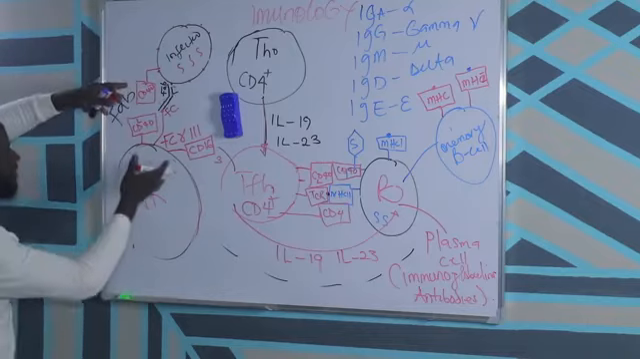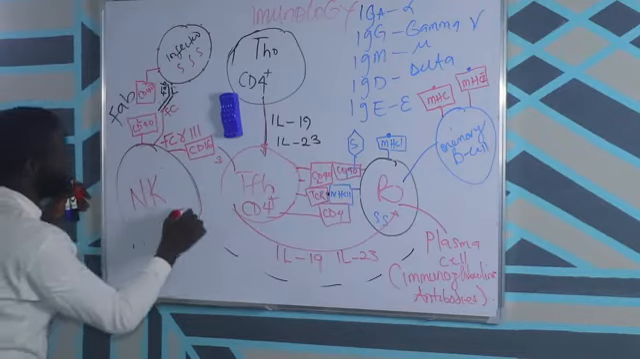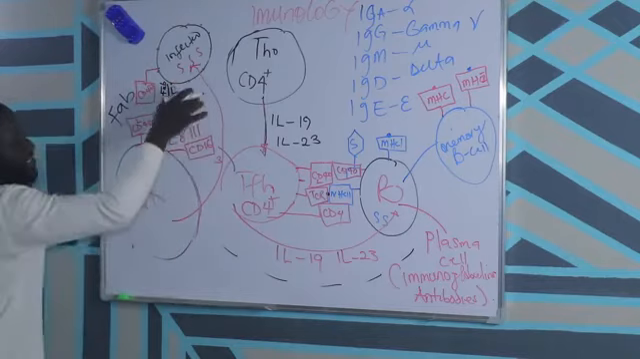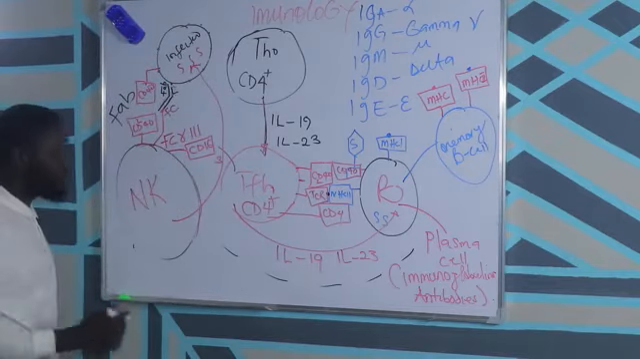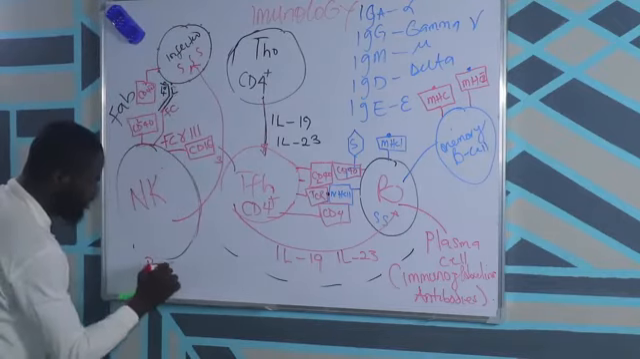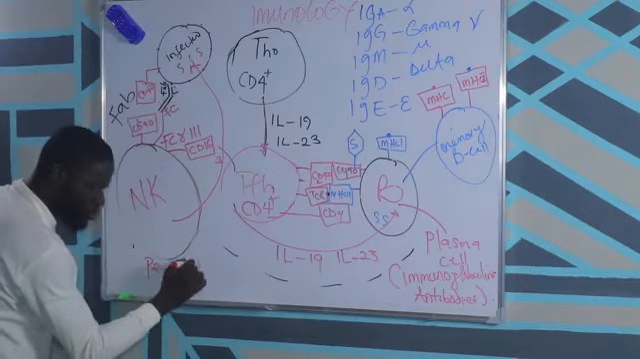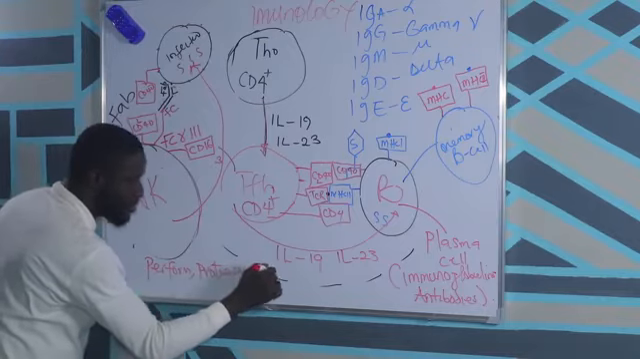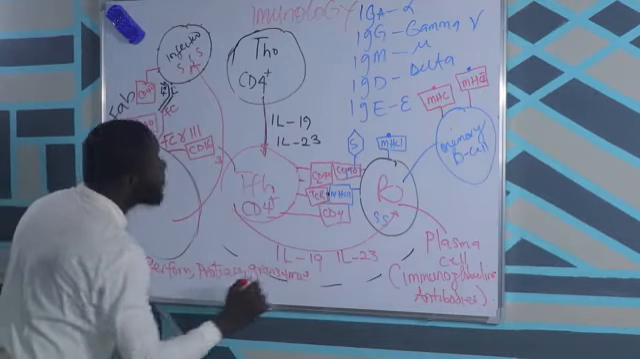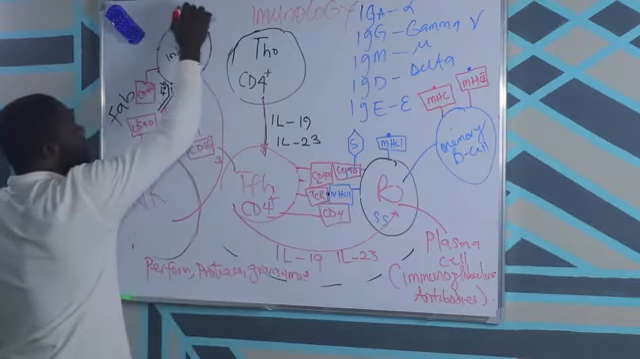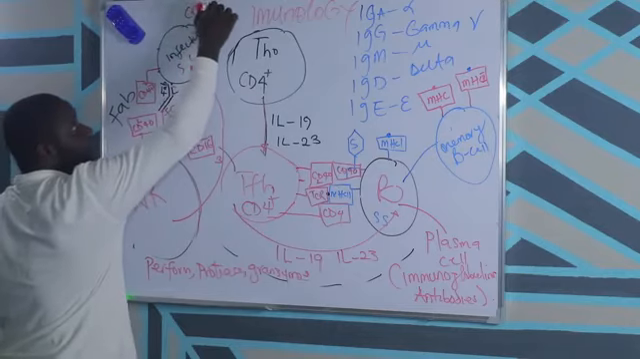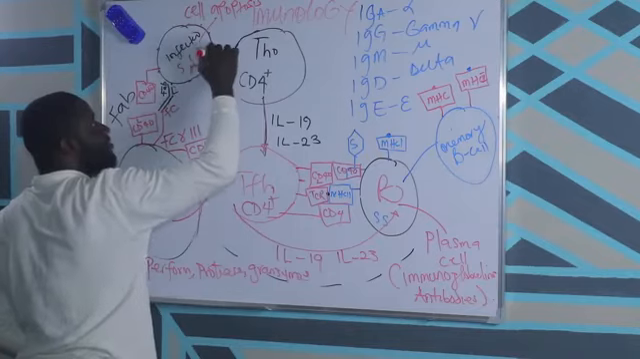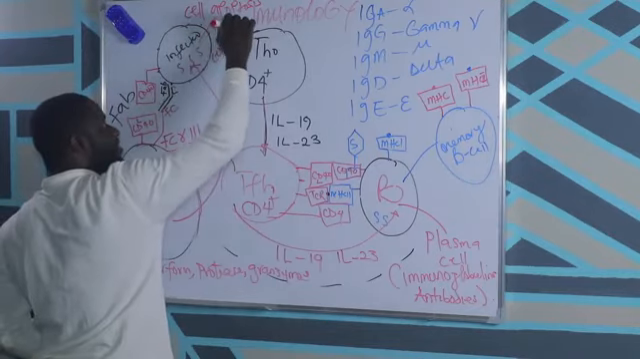When all these things are bound, the NK cell now releases the same proteins: perforin, protease, yes, and granzymes, to do the killing. And what do we call the killing? Cell apoptosis, or cell death.